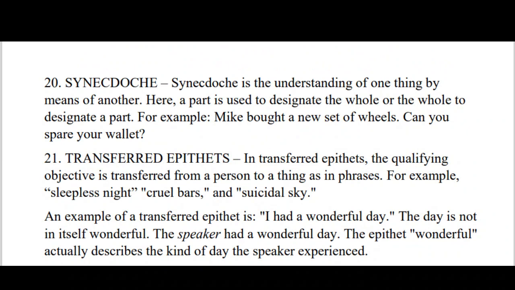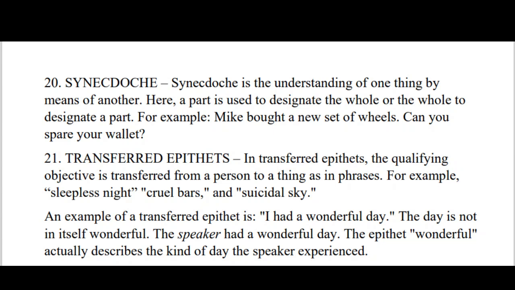Synecdoche is the understanding of one thing by means of another. Here a part is used to designate the whole, or vice versa, the whole to designate a part. So when you talk about a small part and try to represent the whole object or the whole thing, we say that it is a synecdoche used in a statement or a sentence. For example, Mike bought a new set of wheels. Now what are we trying to say over here? Did Mike buy only wheels? Does anyone only buy wheels? Yes, we may want to change a spare tire or something, a different thing.